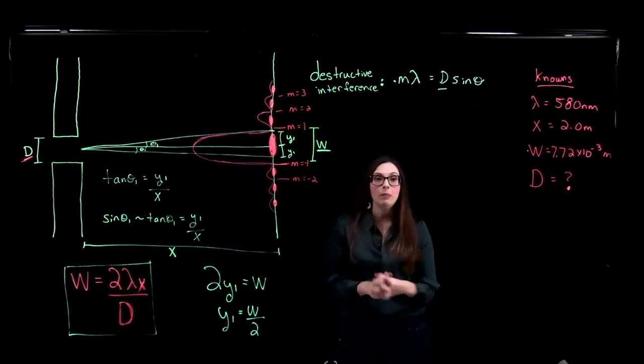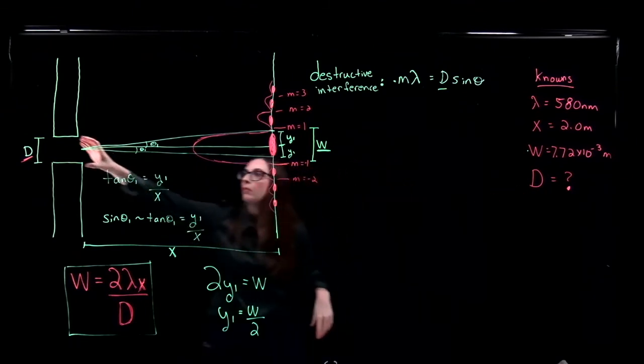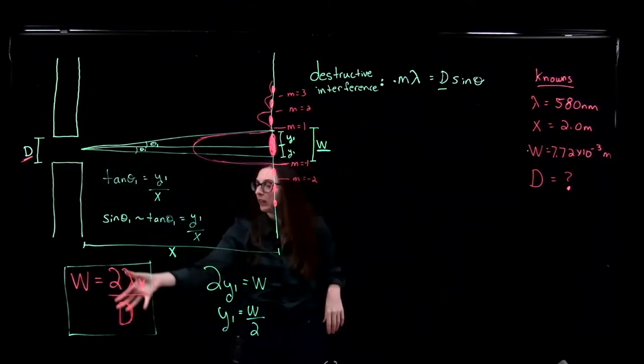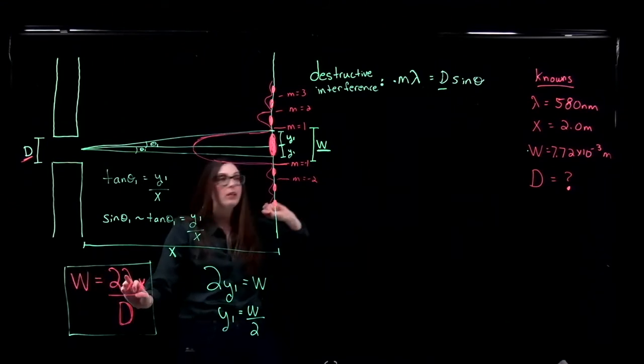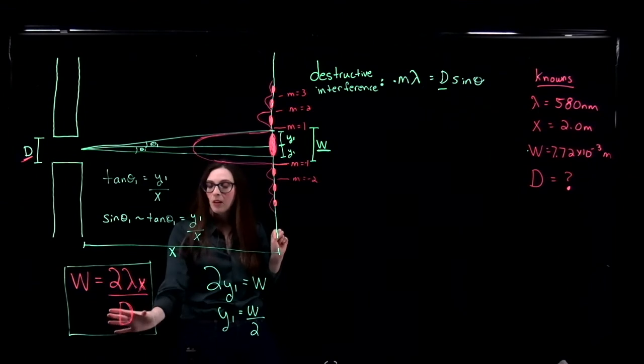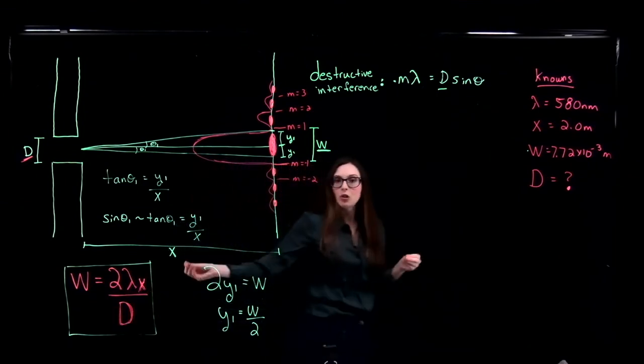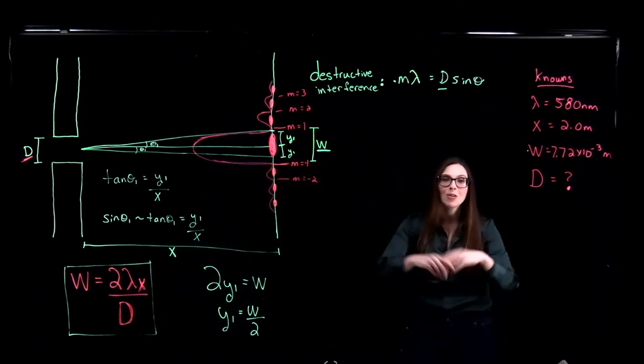To solve this problem for D, this width here, we could go to this equation. We already know W, it was already told to us. We know the wavelength, we know x. Okay, we could solve this for D. So you could just go ahead and use that equation. Okay, so I'm going to keep on going.